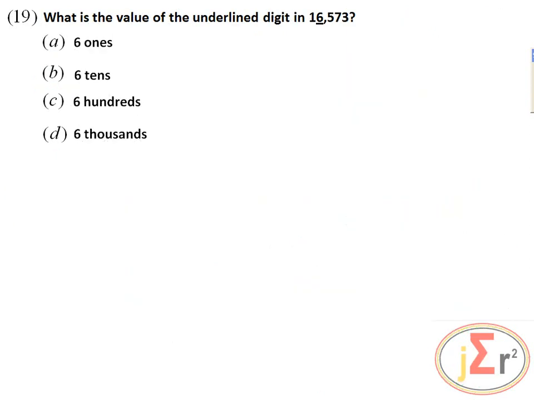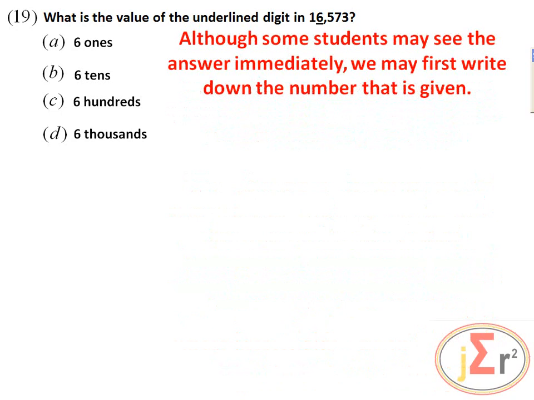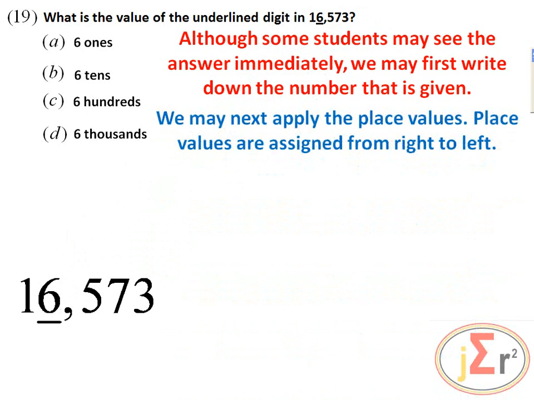What is the value of the underlined digit in 16,573? Is it 1,000, Jerry? No. It is what? 6,000. Okay, so that's 16,573. Although some students may see the answer immediately, we may first write down the number that is given. Write it down from up there. Take a copy of it. We may next apply the place values.